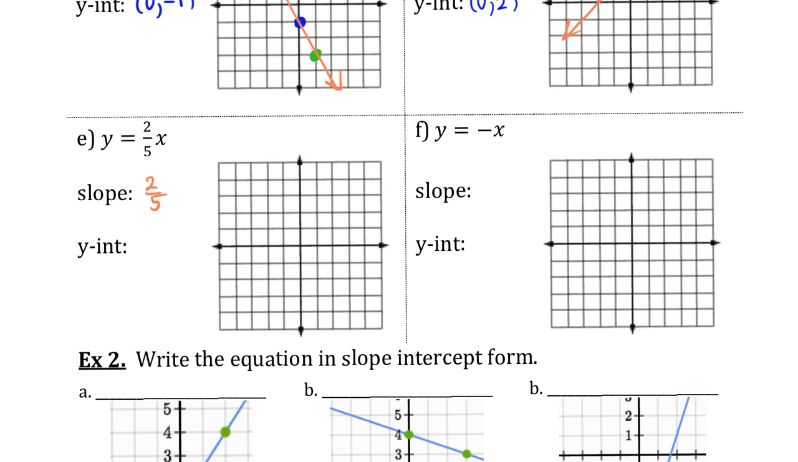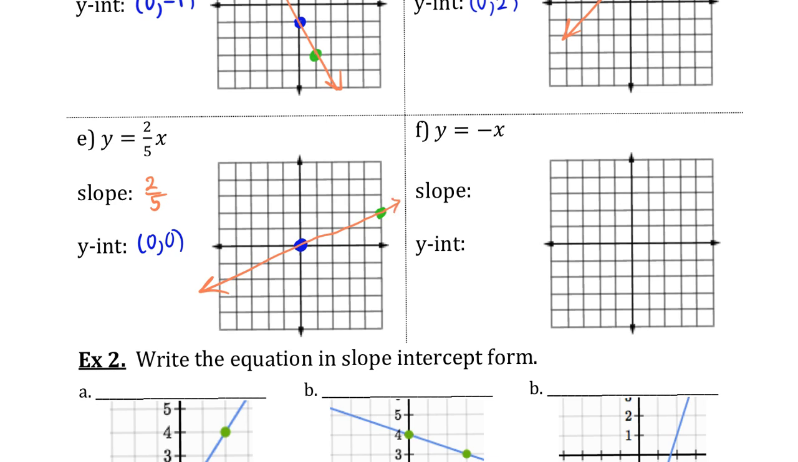When there's nothing there, the number for nothing is 0. So my y-intercept is 0, 0. So this passes through the origin. And then I'm going to rise 2, run 5. 2, 1, 2, 3, 4, 5. Over there. If you want to make your line more straight, you could go down 2 and left 5. Negative over negative is still positive.